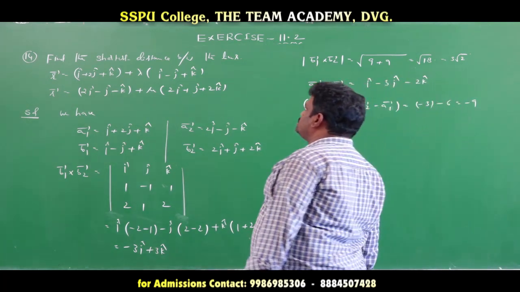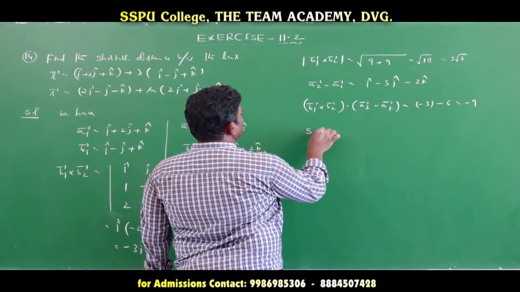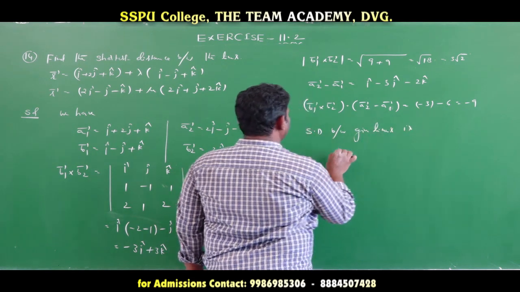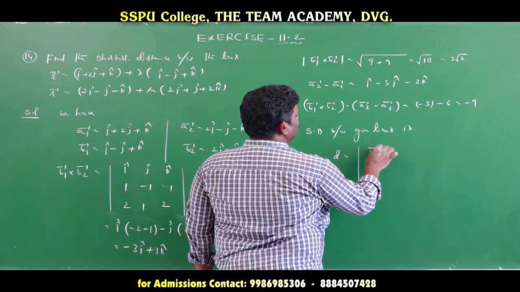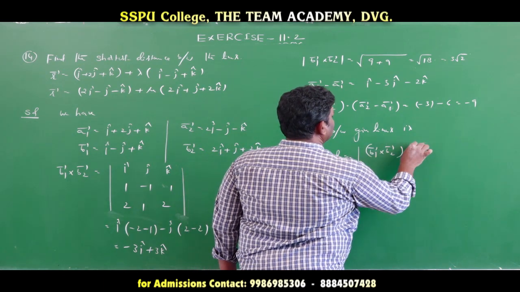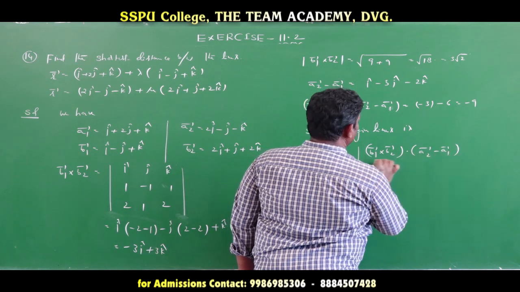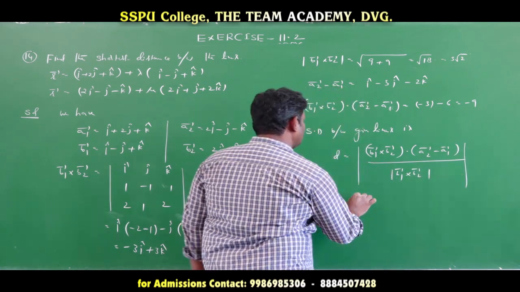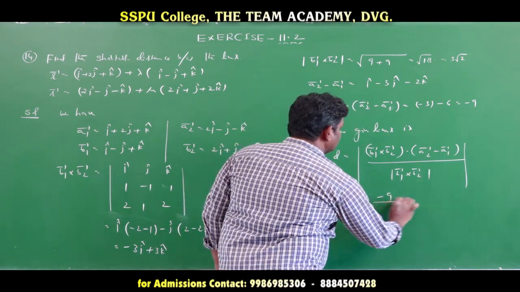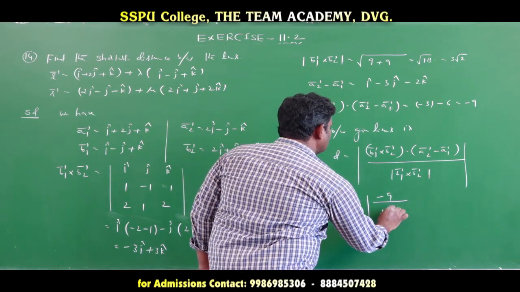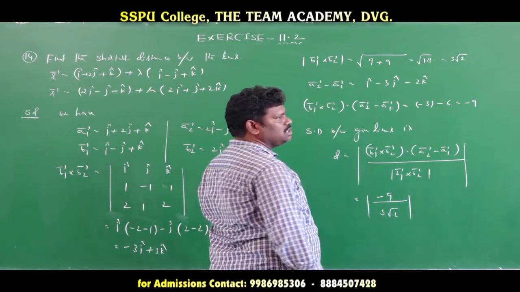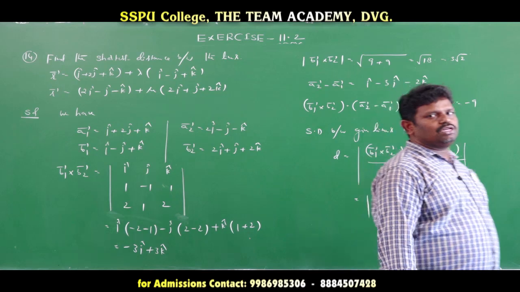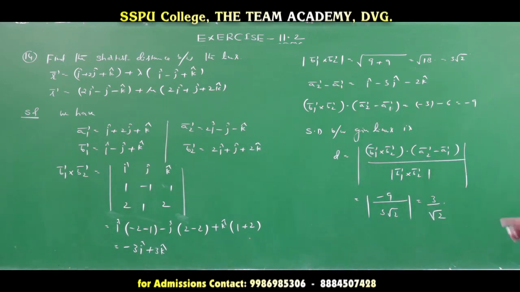Now the shortest distance between the given two lines is d equal to modulus of (b1 bar cross b2 bar) dot (a2 bar minus a1 bar), divided by magnitude of b1 bar cross b2 bar. That is equal to minus 9 by 3 root 2, which is 3 by root 2. So that is the shortest distance between the given two lines in vector form.